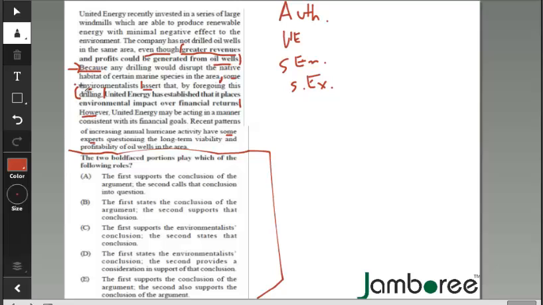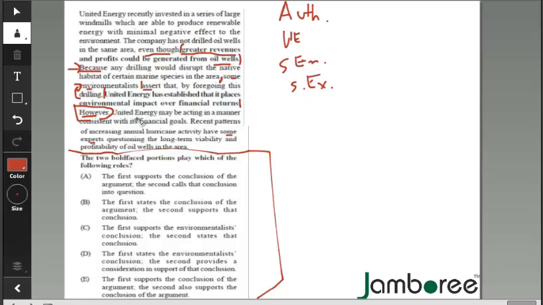So this is what the environmentalists are feeling, that United Energy gives more importance to the environment than to its finances, right? And why do they feel that? Because drilling would disrupt the environment, and United Energy is not drilling. So based on these two facts, the environmentalists are saying that United Energy gives more importance to the environment. Now you see the word "however", again contrast.